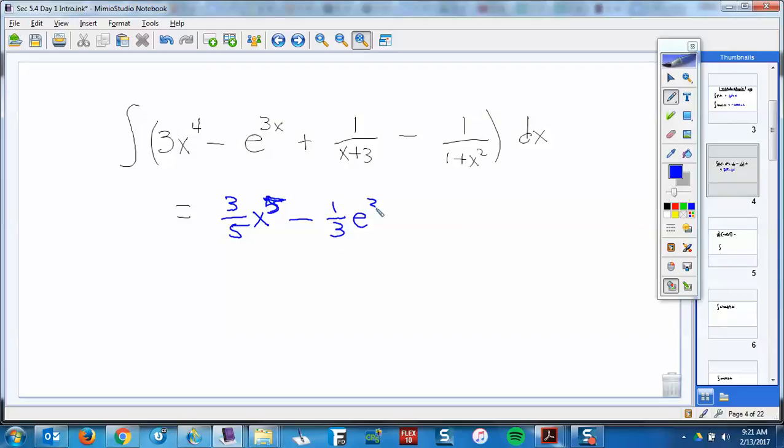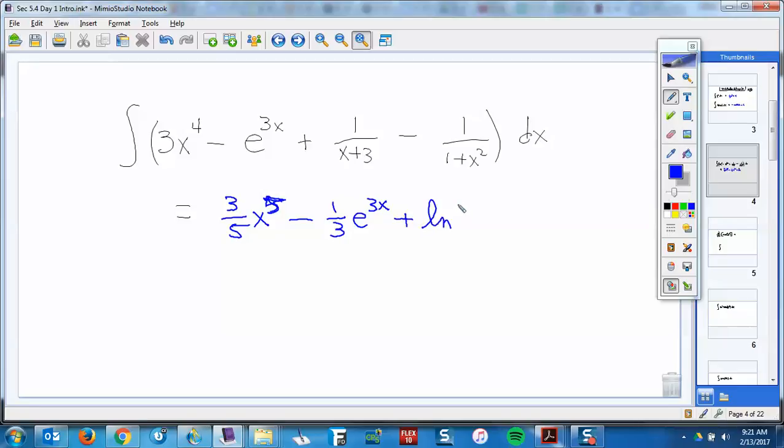1/3 e to the 3x. Remember, e to the 3x is its own derivative, but you got to kick out a 3 when you do the derivative. So when you do the derivative of this, you're going to kick out a 3. There better be a 1/3 sitting there to cancel it out. Okay? We already did this one earlier today. What's 1 over x plus 3?